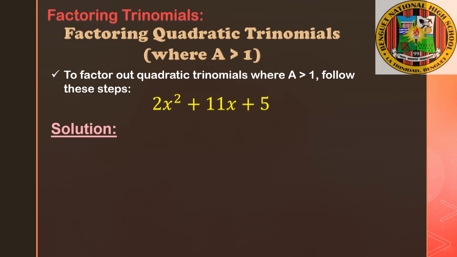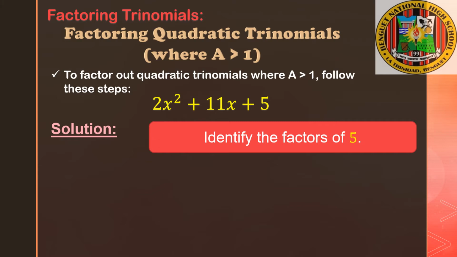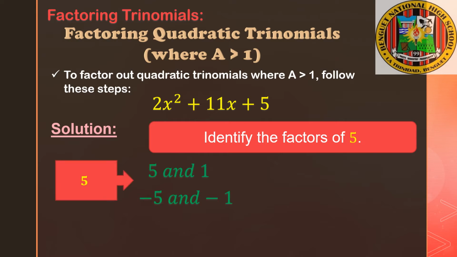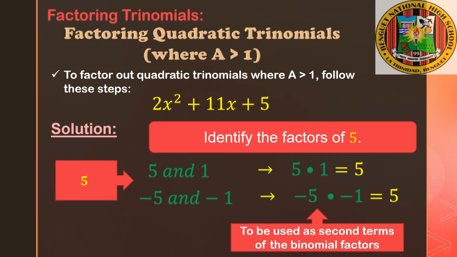After looking for the factors of the first term, we now look for the factors of the last term. In this trinomial, the last term is positive 5, whose factors are 5 and 1, and negative 5 and negative 1. These pairs of factors can be used as second terms of the binomial factors, depending on which pair is going to be chosen.